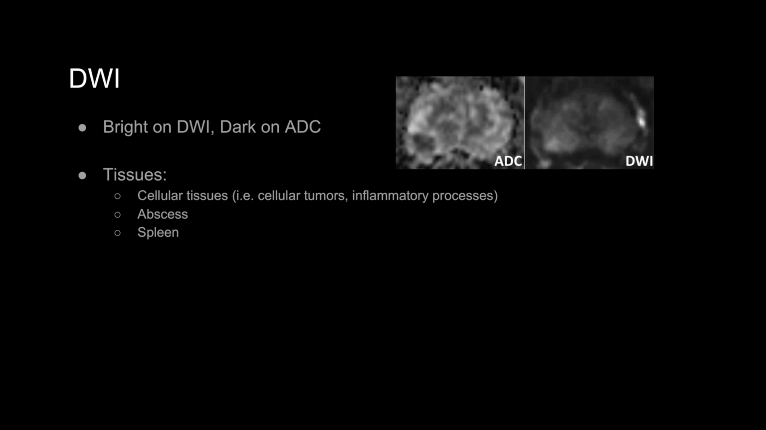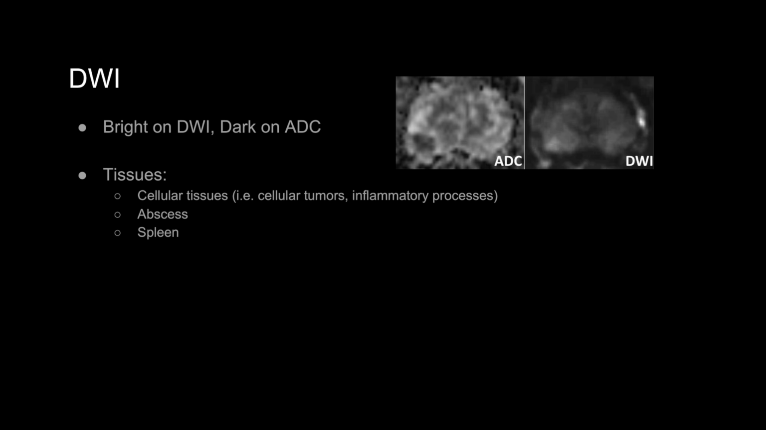DWI images are extremely clinically important. It's important to know what things restrict diffusion. The most common thing that we use DWI images for in body imaging is to detect cellular tissues, namely and most commonly tumors. DWI is invaluable in tumor detection and tumor staging, for example, in rectal cancer, cervical cancer, etc.